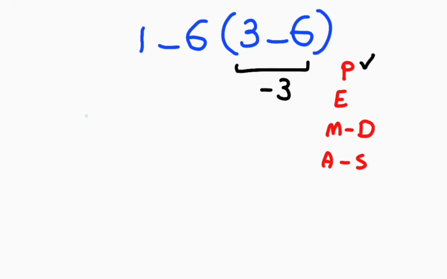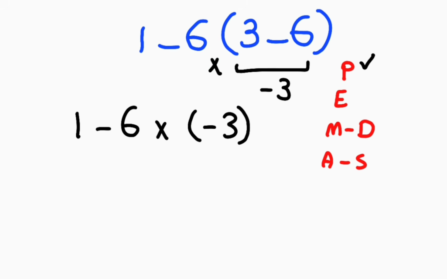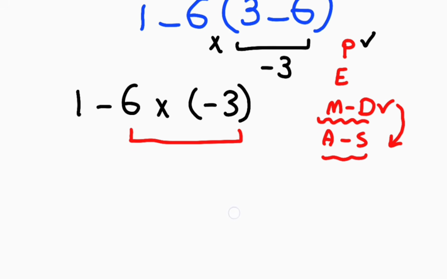Let's rewrite the expression. We had 1 minus 6, one multiplication here, and negative 3. Now, in the next step, we have one subtraction and one multiplication. And as we know, multiplication and division have equal priority and higher priority than addition and subtraction. So we have to solve this multiplication first, not this subtraction.